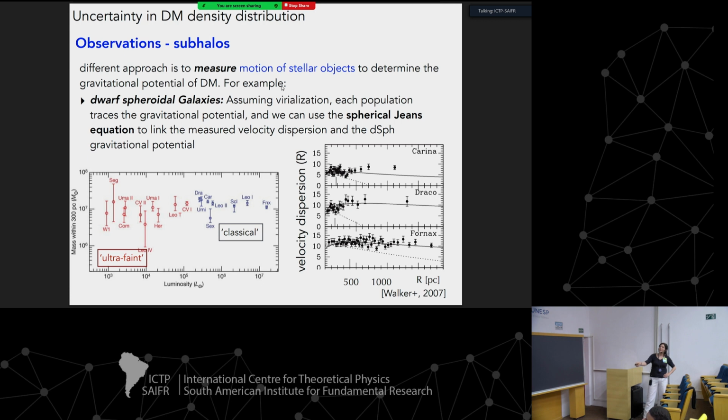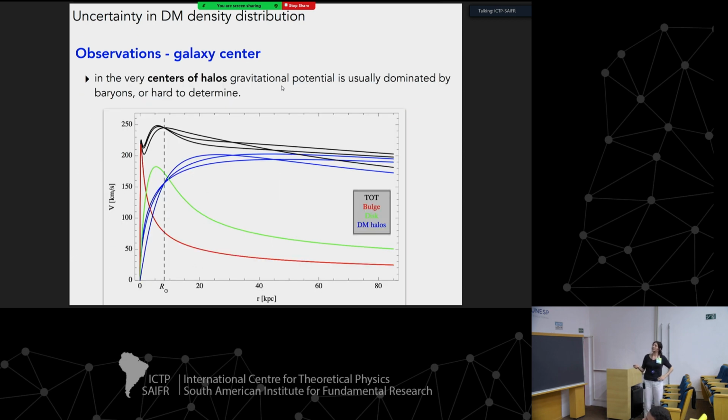But if you go to very faint objects, the uncertainties just blow up. So for small subhalos, and small here is 10 to the 9 solar masses, already there you start to lose your observations of how much dark matter you have. So these are the challenges that we face here.